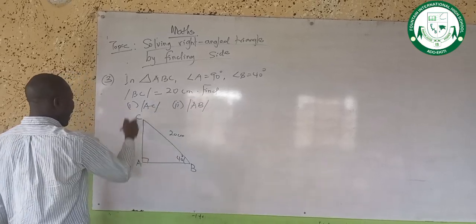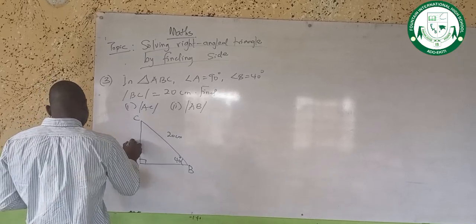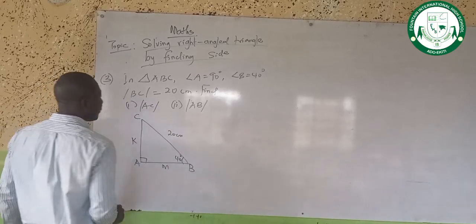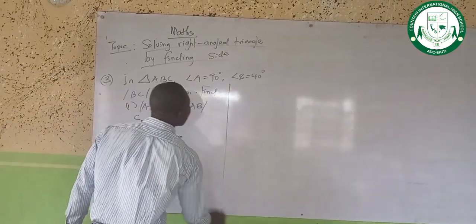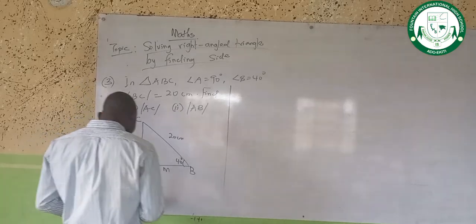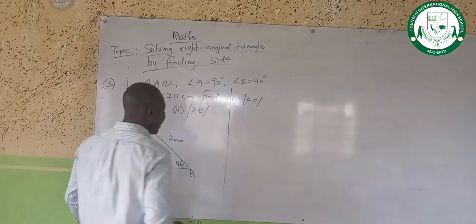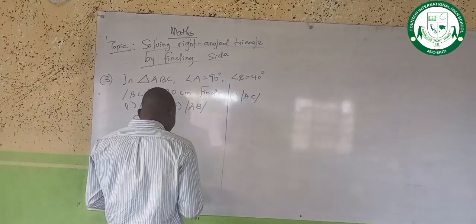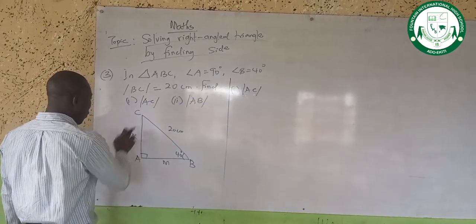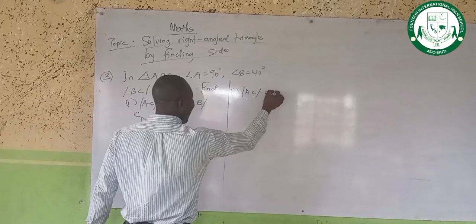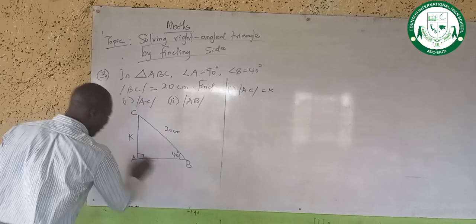We have to find AC, that is this place. Let me call this place my K, and let me call this place M, because we are looking for K, we are looking for M, we are looking for both sides. So on that note, let's solve this problem this way. Number 1, side AC. If we are looking for this place, which is AC, it is going to be our K, and how do we get our K?